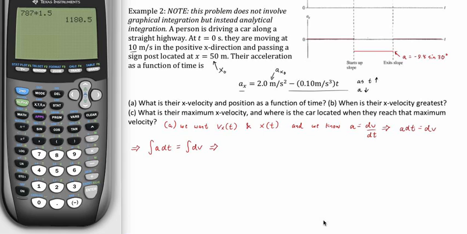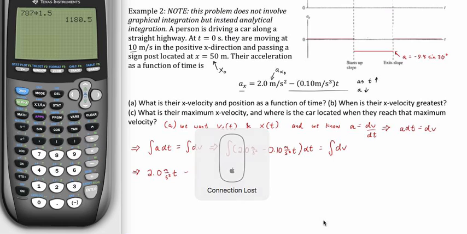Plug in our given function for acceleration, 2.0 meters per second squared minus 0.10 meters per second cubed t, times dt, and that's just going to equal the integral of dv. Okay, let's integrate. When I take the antiderivative of this function for acceleration, I'm going to get 2.0 meters per second squared times time. Actually, that part shouldn't change. Times time. There we go. And then minus.